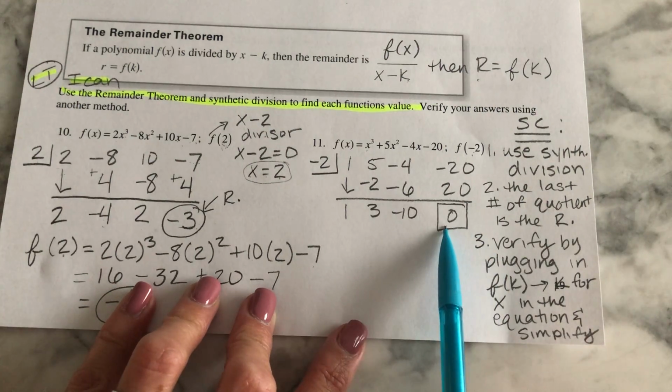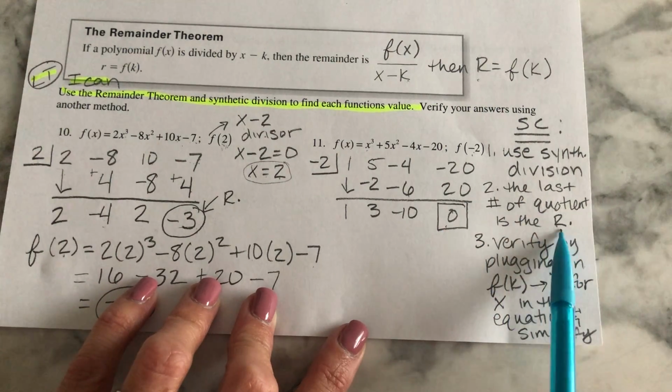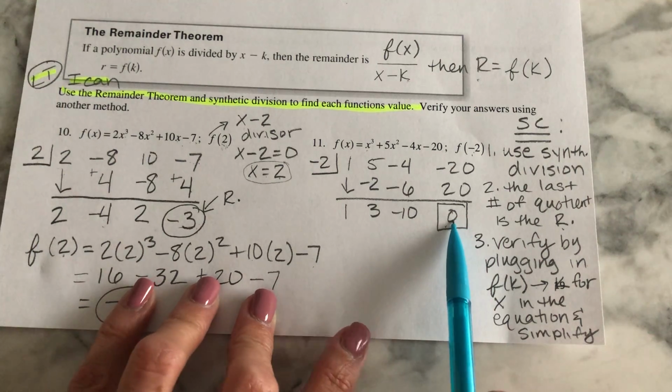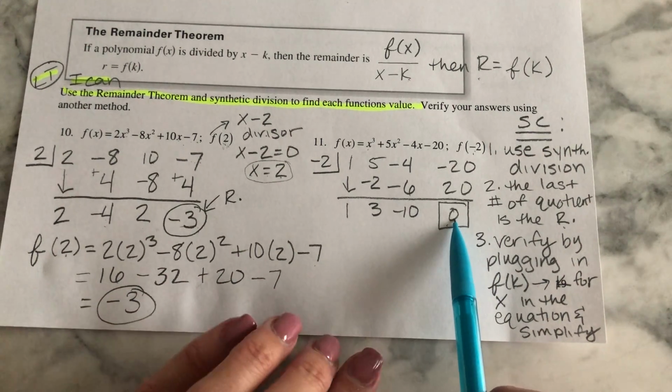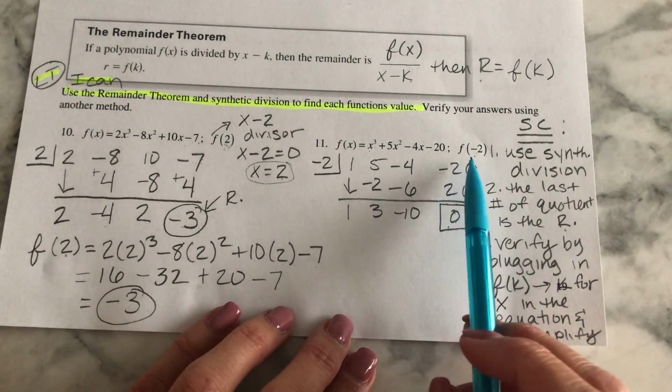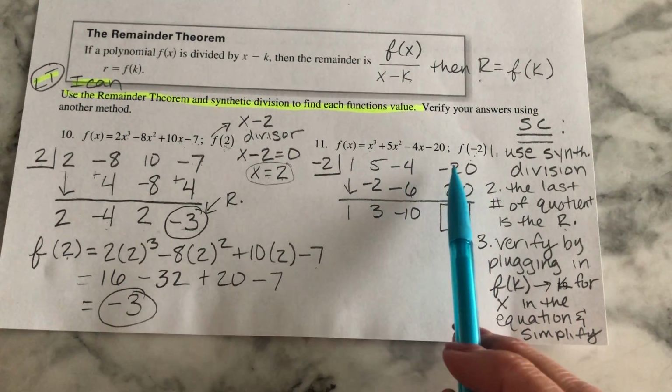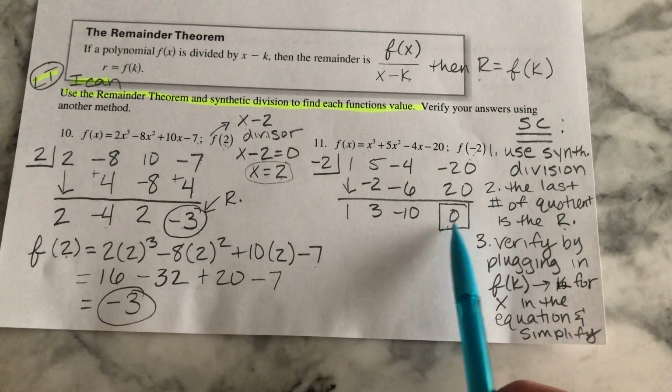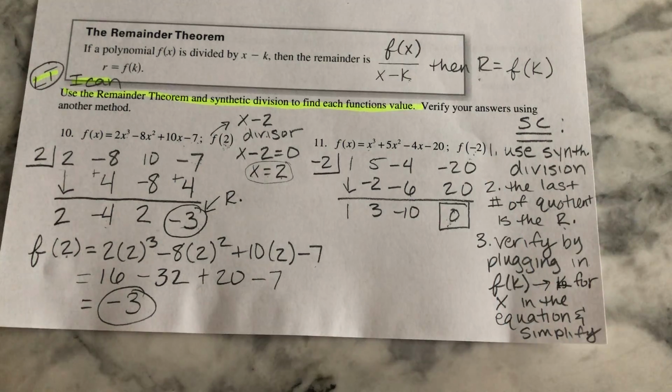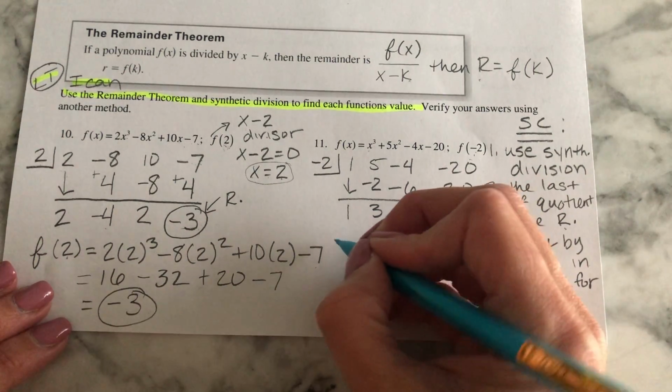So the last number here is my remainder. So this has no remainder. What that means is when we plug in -2 for x here, we should get a 0 because there's no remainder. So that's the verification here.